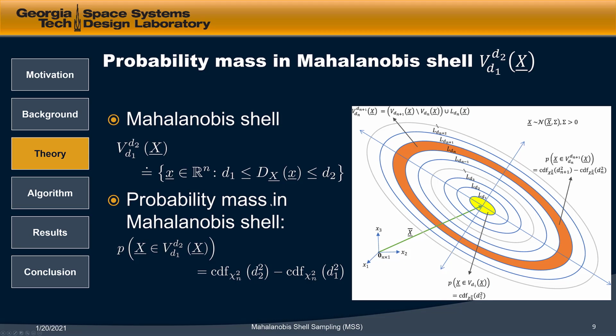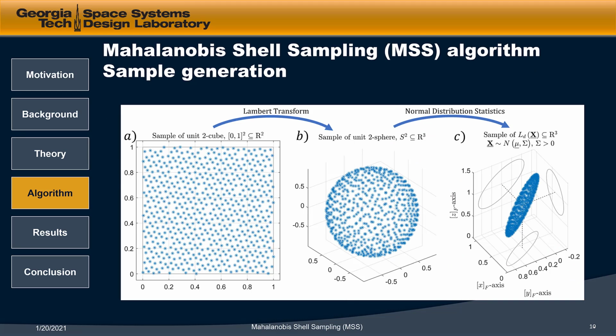A theoretical result from the literature is that the probability mass within a volume bounded by a surface of constant Mahalanobis distance is an analytical function only of the Mahalanobis distance of the boundary of that volume, regardless of the parameters of the distribution and regardless of dimensionality. Then, we define the Mahalanobis shell as a region bounded by two surfaces of constant Mahalanobis distance. Of course, the probability mass in a Mahalanobis shell is a unique function of the Mahalanobis distances of the bounding surfaces.